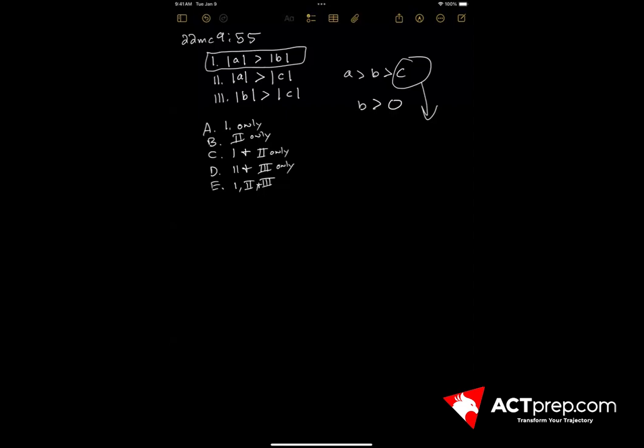Since C can be negative, we could make C negative 10 and A positive 1. And therefore, that would make the absolute value of C, positive 10, be greater than A, which is 1. And so we can eliminate answer 2 because we can falsify it.